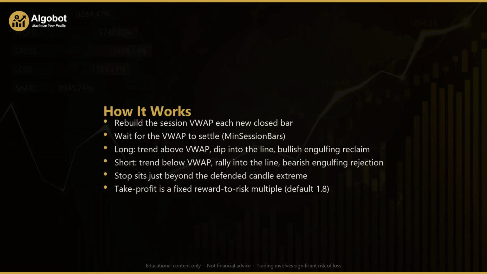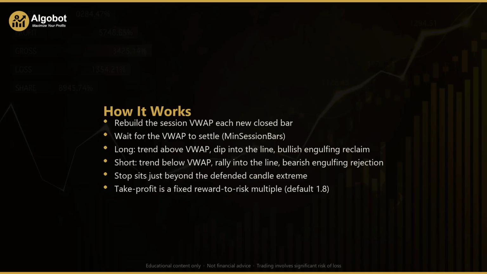For a long setup, 3 things must line up. First, the strategy checks that the trend was already established on the bullish side by confirming that the candle a few bars back, 3 by default, closed above the VWAP. This proves we are looking at a pullback inside an uptrend rather than a fresh reversal. Second, the bar that just closed must have dipped down into the VWAP, with its low piercing the line, and then reclaimed it by closing back above. That tells us the line held as support.